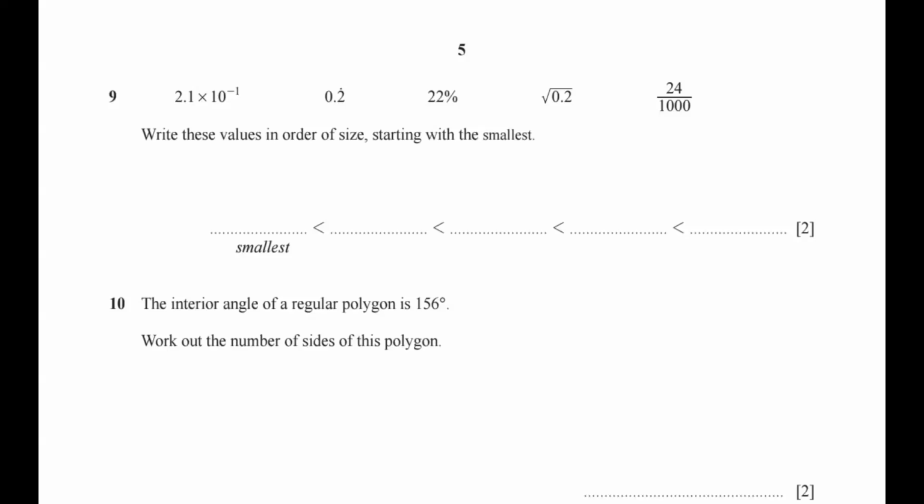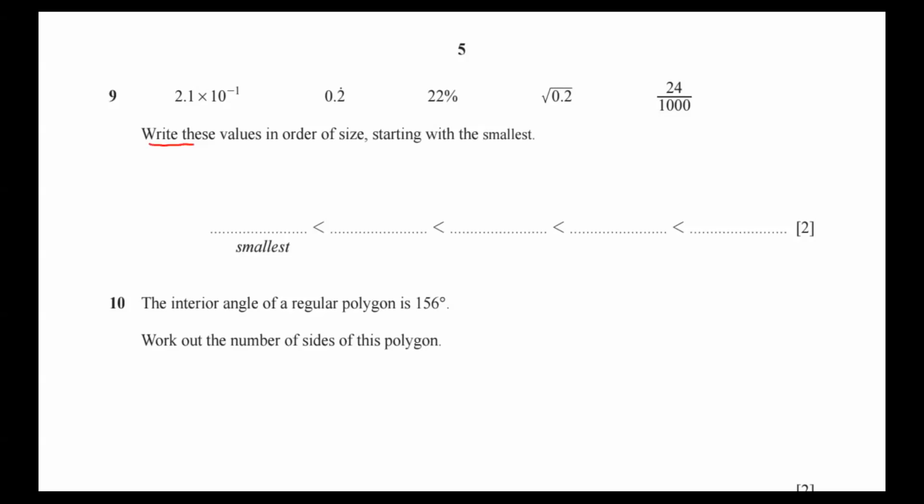Yes, students, the next question is number 9: write these values in order of size, starting with the smallest number. So what is the method to do it? Actually, all the formats are different from each other. So first of all, the best idea is to convert everything into one format.